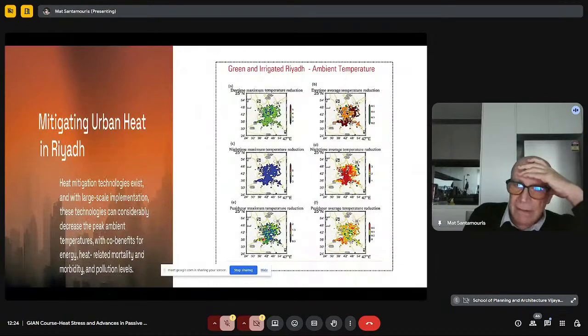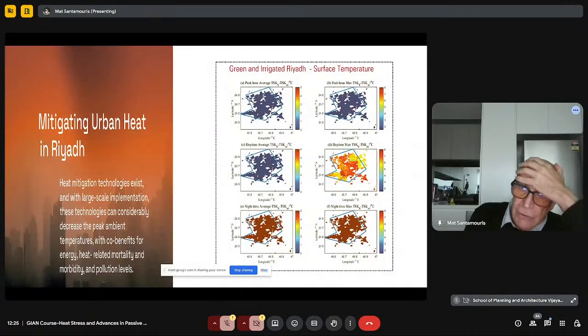It's implemented, then during the daytime, we may have an important decrease of the temperature, and during the night, the decrease of the temperature may be as high as 5 or 6 degrees. So the use of additional greenery combined with irrigation seems to be a very efficient methodology for heat mitigation in these climatic conditions. And also, this helps a lot to decrease the surface temperature of the city.